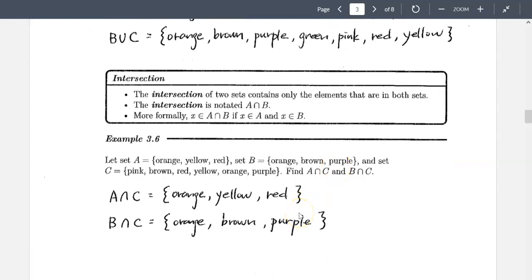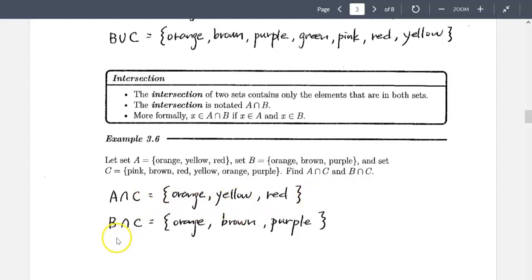Now intersection. Intersection is the opposite. You don't want all of the elements; what you want is what both sets have in common. Again, there's a typo from when we typed this up. The first thing they want is the intersection of A and C. If you look at A and C, what do they both have in common? They both have orange, yellow, and red, and that's the only thing they have in common. So intersection is what they have in common: orange, yellow, and red.